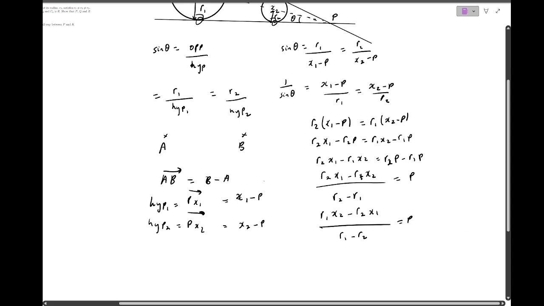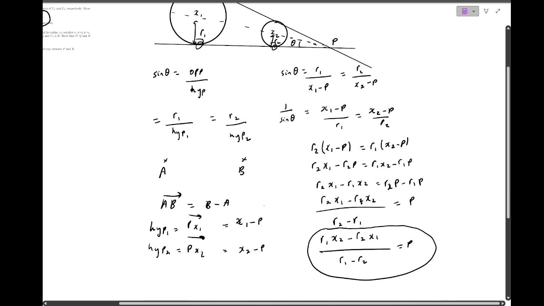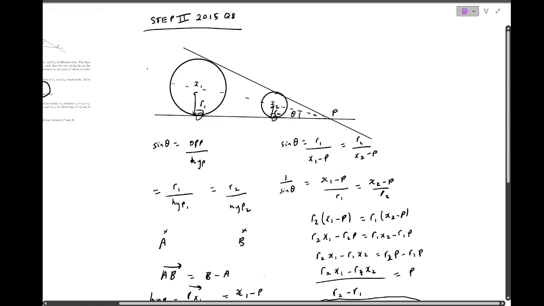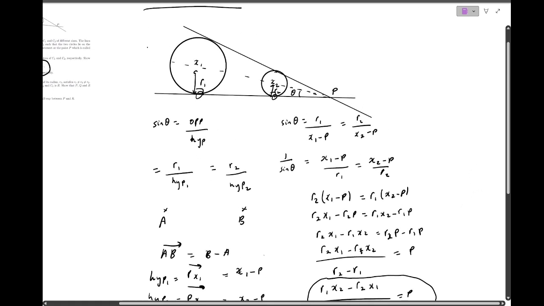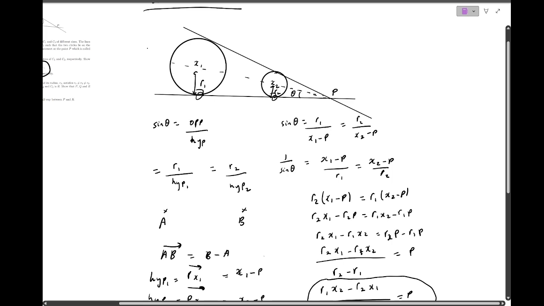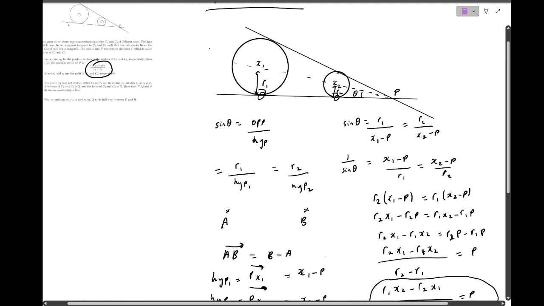It's pretty much just comparing, because they share a common angle, we just compare their sine thetas and equate them. But yeah, part one, it's not too bad. It's not too awful. I think it's quite easy to get the marks there at least.